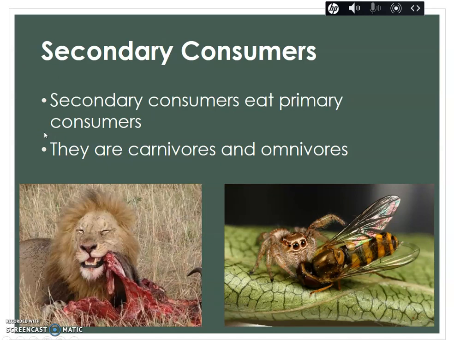Okay, now you have your secondary consumers. Secondary consumers eat primary consumers. So these are the guys at the second level of eating in the food web or food chain. These are your carnivores and your omnivores, the ones that eat both plants and animals. Pause as you need to write your notes.